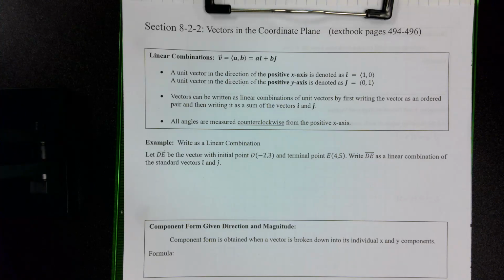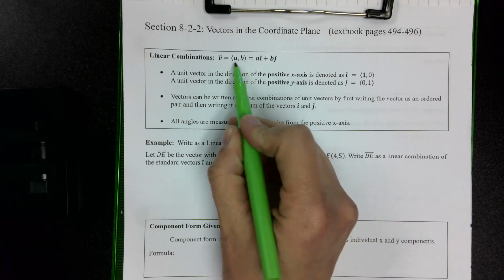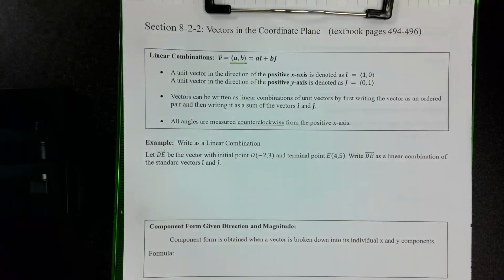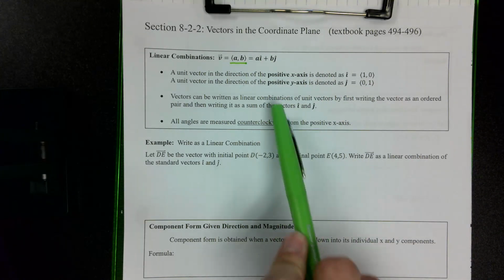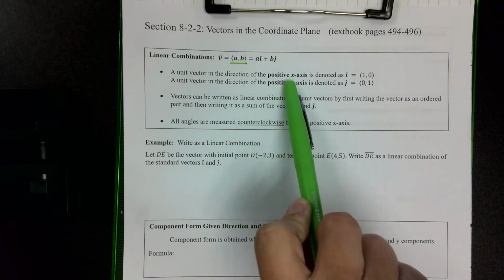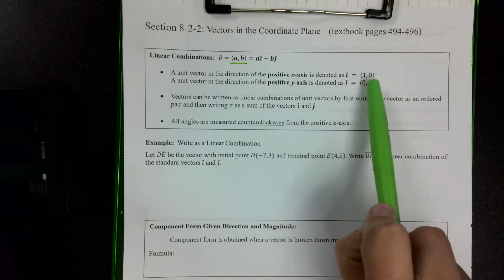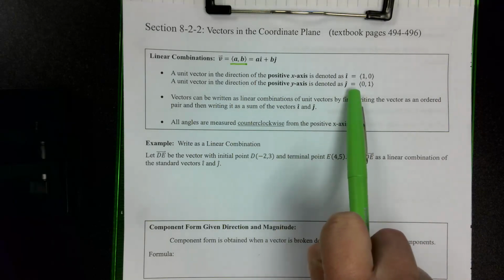All right, so now we're going to talk about a linear combination. You take a vector and write it as a linear combination. This is really the notation mainly used in physics. So vector v in its component notation with the vector parentheses looks like this. And we could write that as a linear combination with the i and the j, where the unit vector in the direction of the positive x-axis is denoted as i, vector (1, 0), and the y-axis with j.